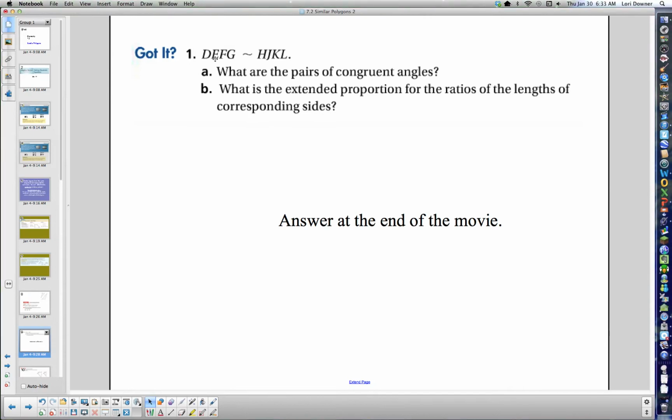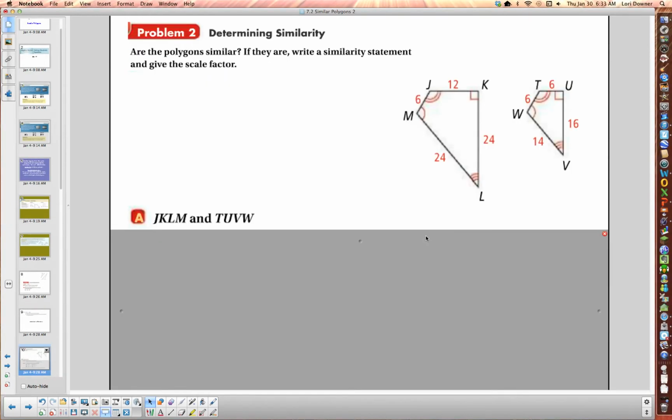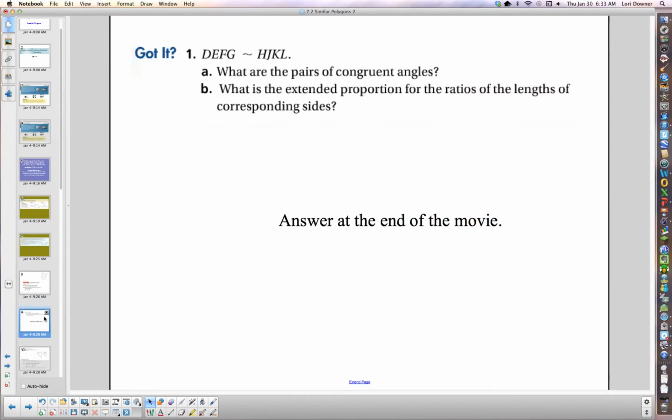Take this situation, DEFG similar to HJKL, and find what are the pairs of congruent angles, and also what is the extended proportion for the ratio of the lengths of corresponding sides. Please answer at the end of the movie. Oh, sorry. So that means you can go ahead and try this now, but you'll answer it at the end of the movie.